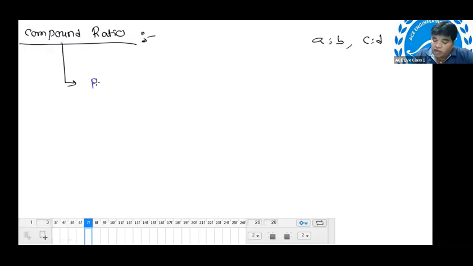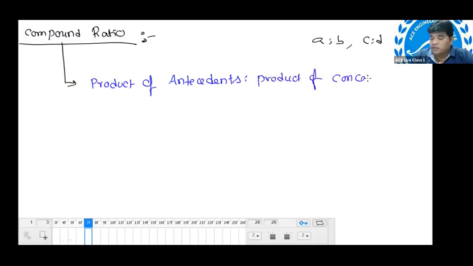Product of the antecedents is to product of the consequents. Compound ratio means the product of the antecedents is to the product of the consequents.